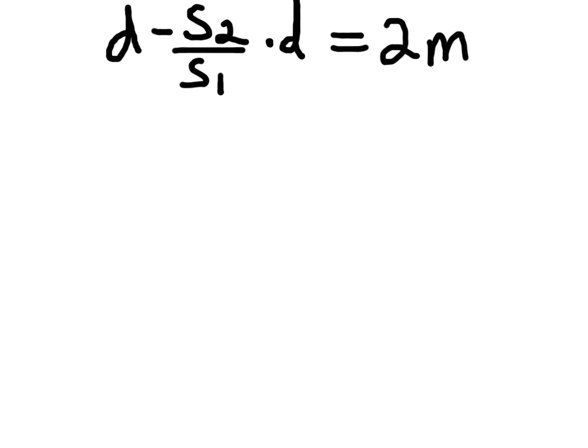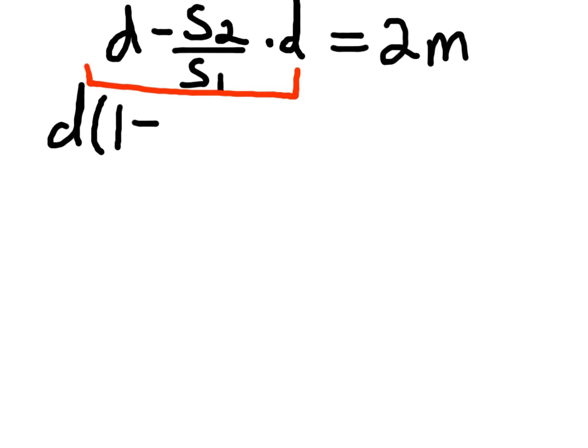Okay, so now we've got this, and I'm still solving for d, which means I need to factor out the d on the left side of the equation. So I'm going to factor the d out of here, and that will make it look something like this. D times 1 minus S2 over S1 equals 2 meters.